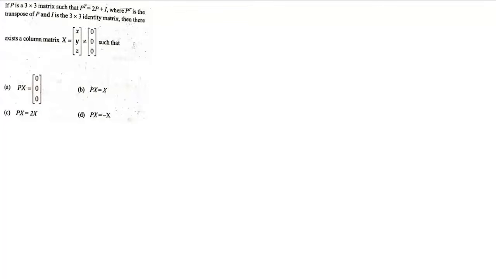Now here the question is, if P is a 3 cross 3 matrix such that P transpose is equal to 2P plus I, then there exists a non-zero column matrix X such that PX equals which of the following.